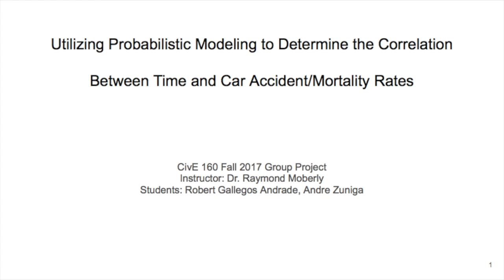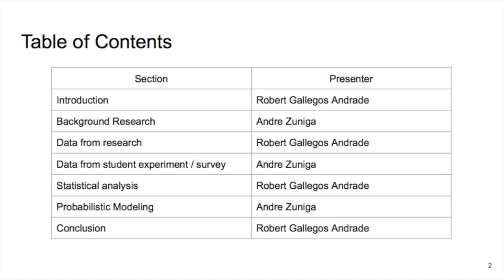Probabilistic modeling to determine the correlation between time and car accident mortality rates. This table of contents will allow you to reference who will be speaking about what topic, and gives an overall summary of everything we were trying to get across in this project.